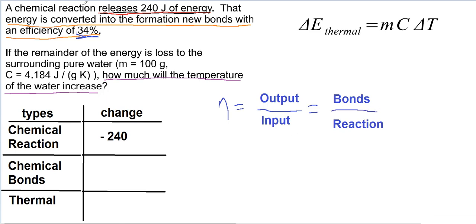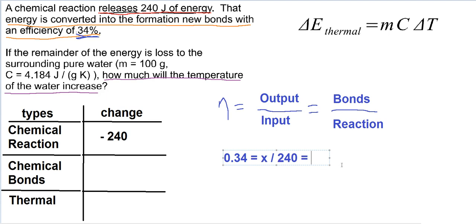Now, with this being said, we do know that our efficiency is 34%, or 0.34. Always use the decimal when you're dealing with math. Our output, we don't know what it is, so let's just leave it as a variable x. And this is divided by the input energy that is being used to create this energy. So our chemical reaction is giving up 240 joules, so therefore our input is 240 joules.